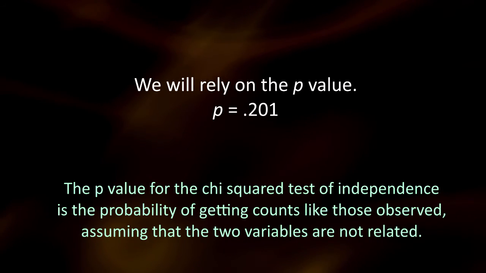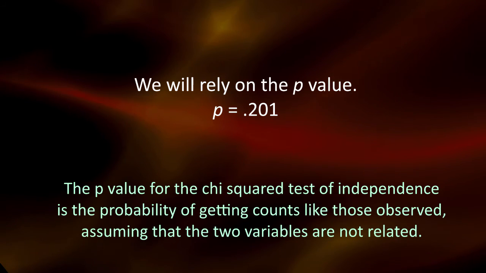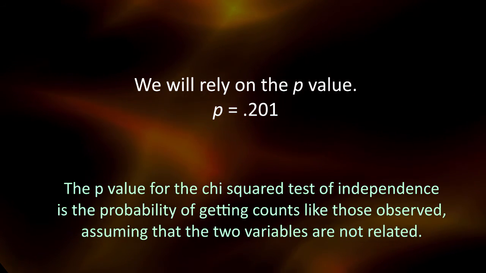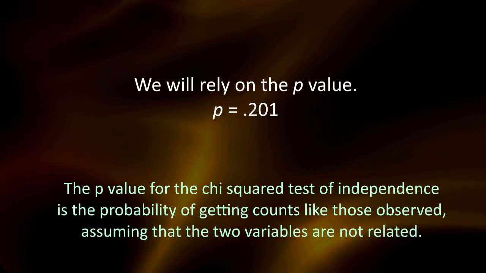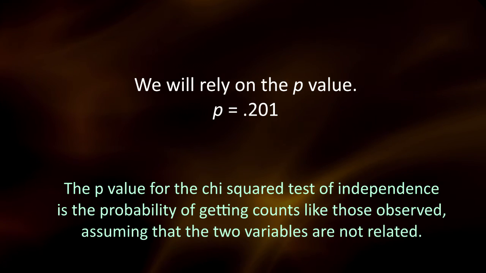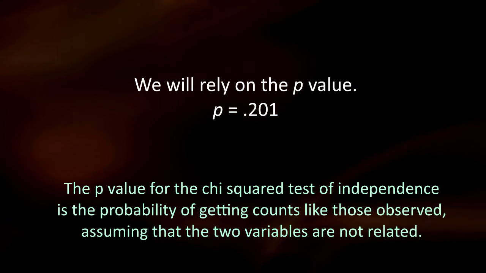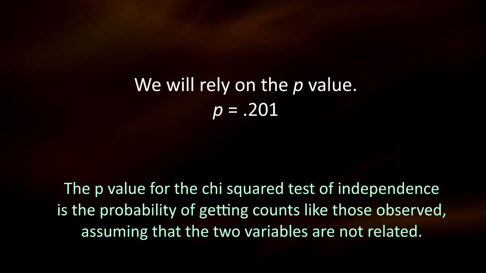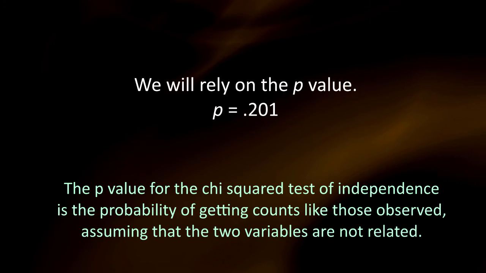The smaller the p-value, the more surprising it would be to get counts like we did if the null hypothesis were true. Technically, the p-value is the probability of observing a chi-square at least as large as the one observed. Using our statistical software, we'll find that the p-value for this test is 0.201. A p-value of 0.201 is not small at all.